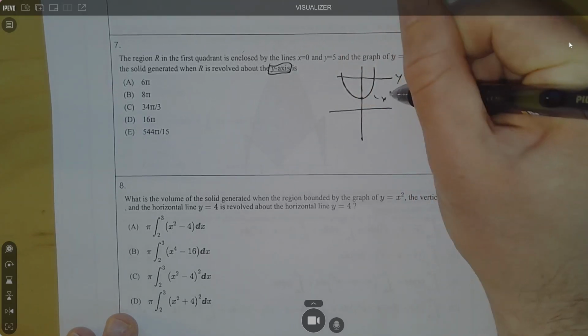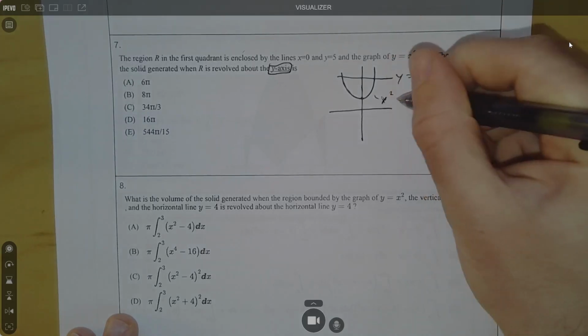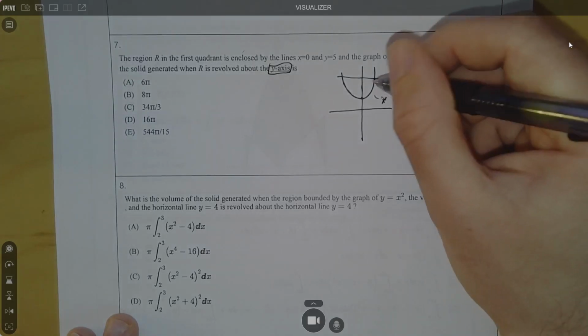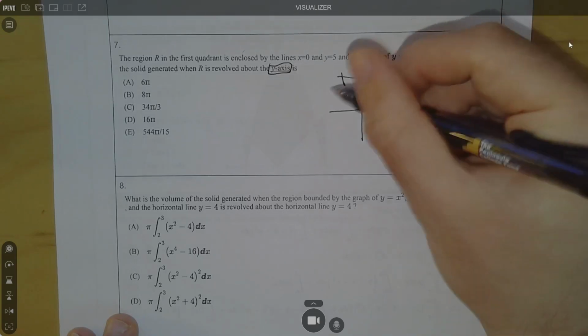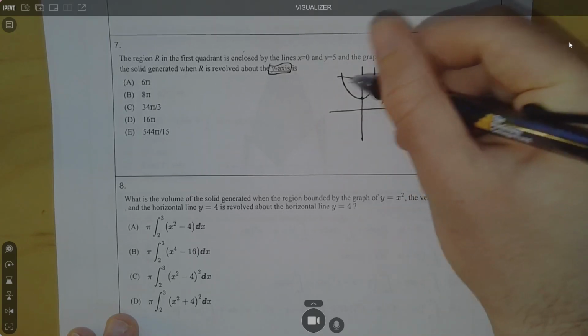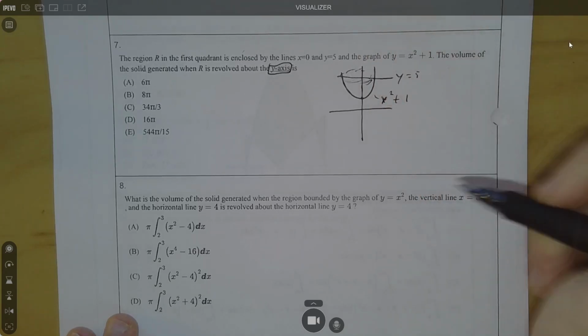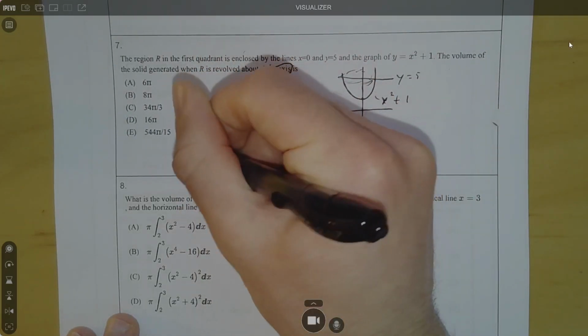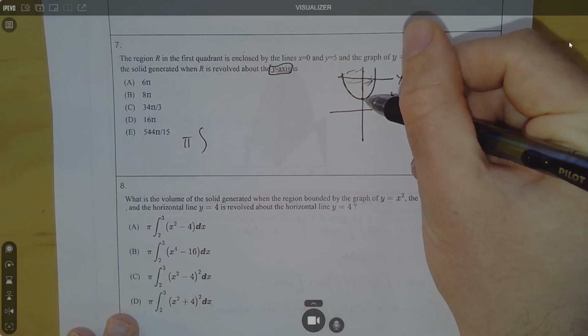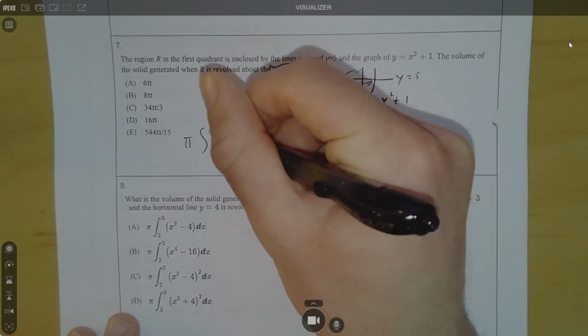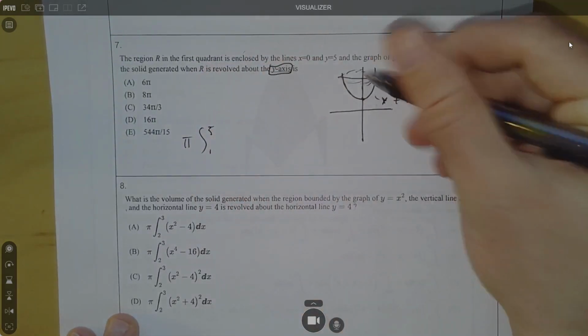This is x squared plus 1. And we are going around the y-axis, so it's going around like this, right? So we're going to set up our integral. It's going to be pi integral from 1 to 5, because I'm going from this value here to that value there, 1 to 5.